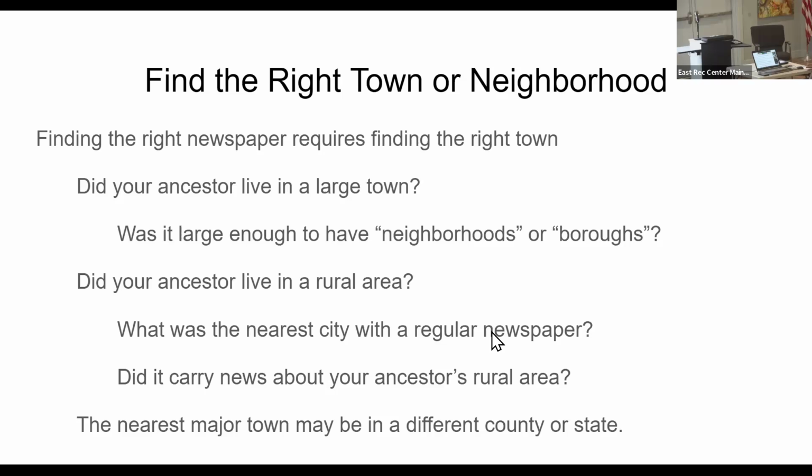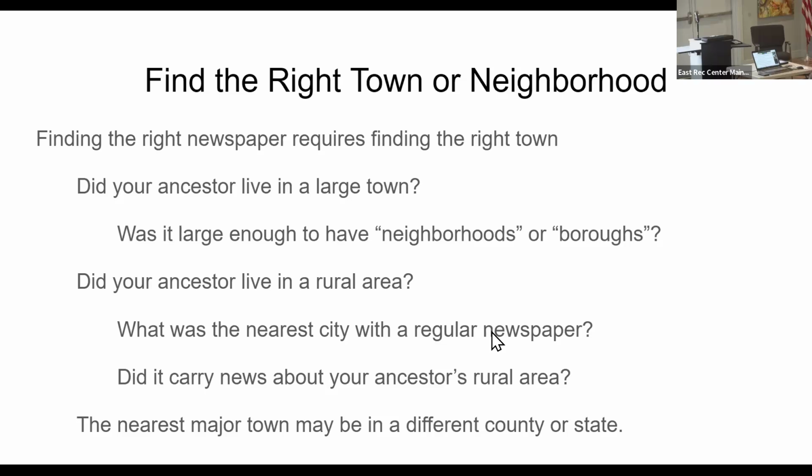So think about how big a place your ancestor lived in, and was it large enough to have neighborhoods or boroughs that might have their own newspapers or their own access? If they lived in a rural area, what was the nearest city with a regular newspaper? And there are ways we can talk about doing that. And did that carry news about your ancestor's rural area?